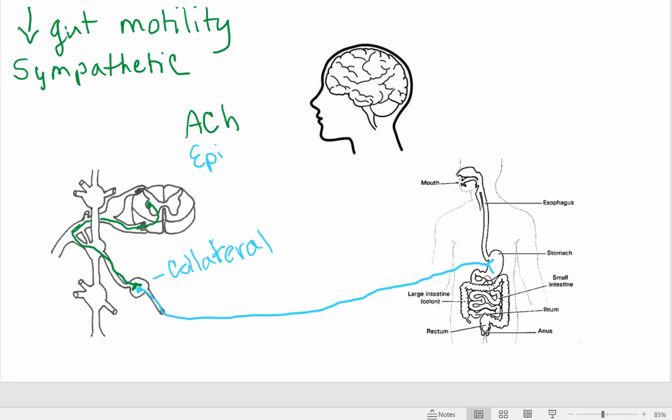I'm going to keep labeling some other structures that are shown on this picture just as review. Up here is the dorsal gray horn or column. Down here would be the ventral gray horn or column. This structure that I'm highlighting in blue is the sympathetic trunk.